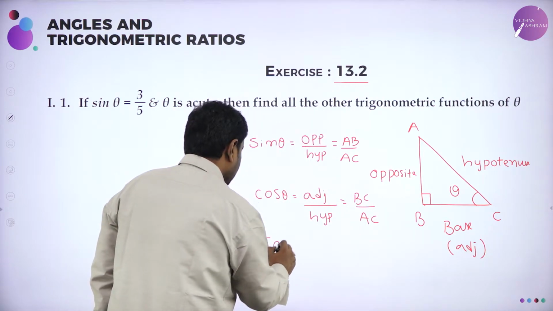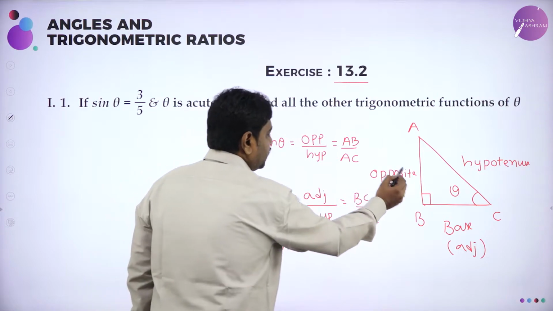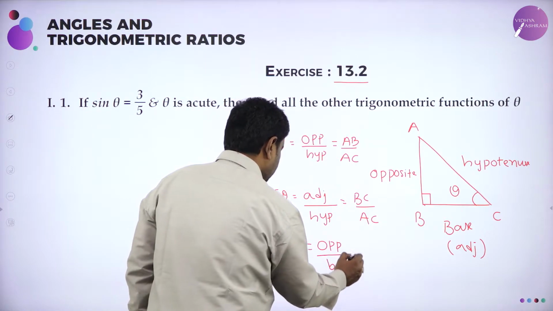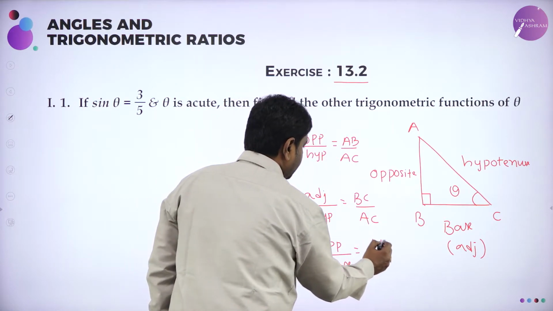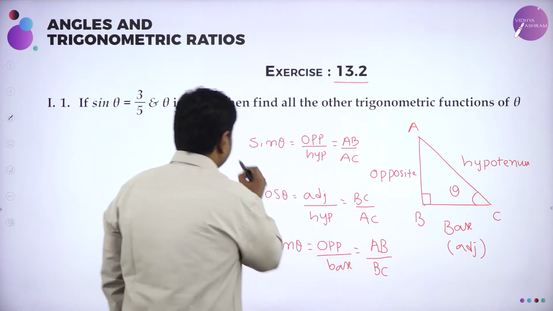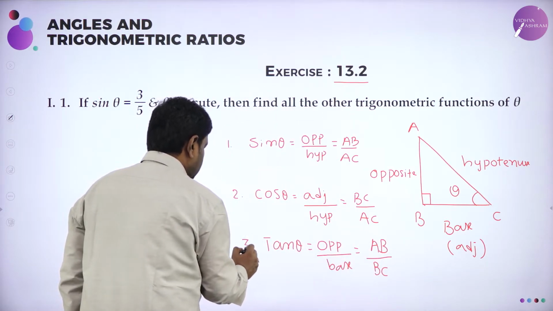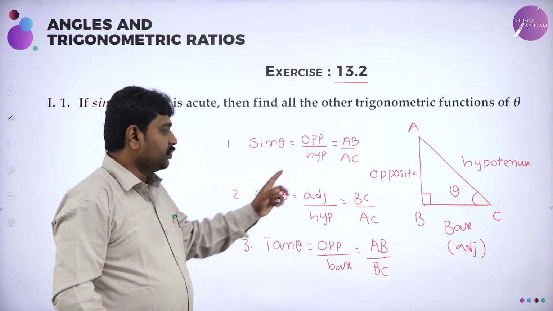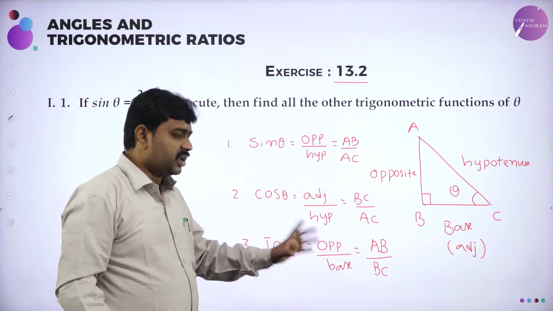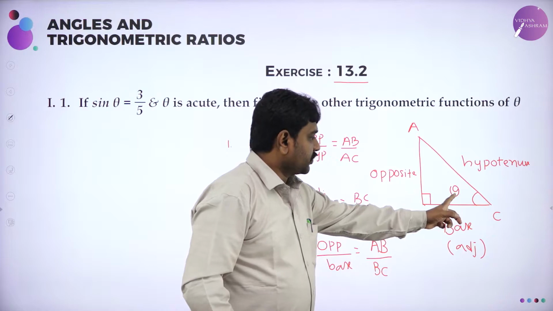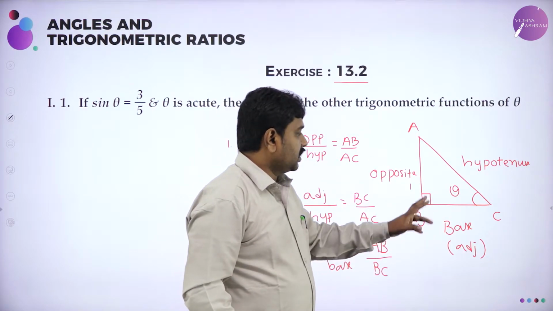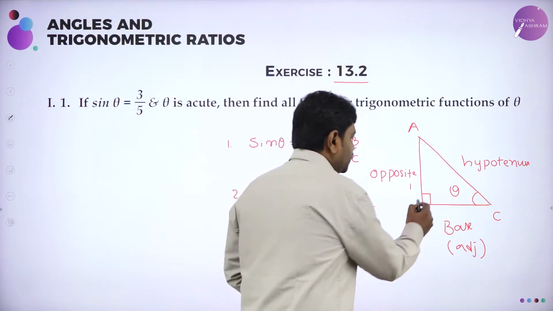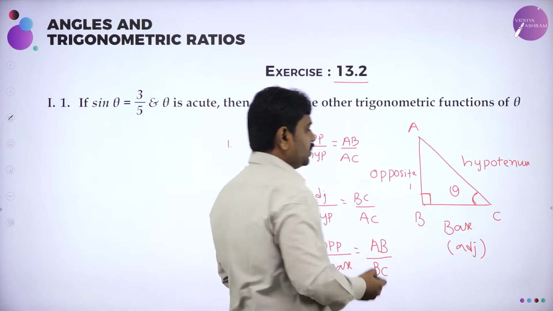And tan theta. What is tan theta? Opposite side divided by base. Or we can also say adjacent. Opposite means AB divided by BC. These are the three basic trigonometric functions. So sin theta, cos theta and tan theta. What is sin theta, dear students? Opposite by hypotenuse. Cos theta, base by hypotenuse. Tan theta, opposite by base. And for the angle, opposite side is called as opposite. And for 90 degrees, opposite is hypotenuse. And the base is the side on which 90 degrees and theta lands. So this you should know.